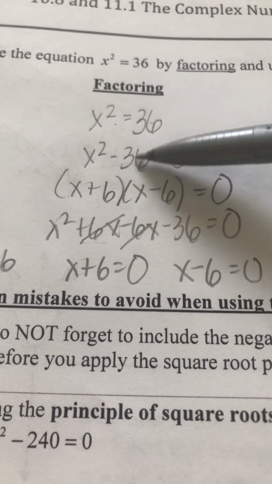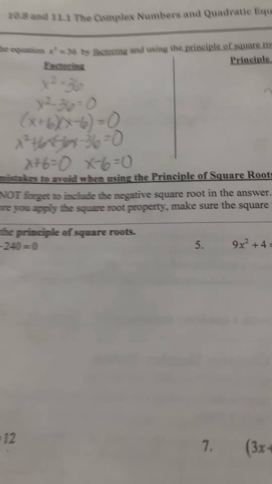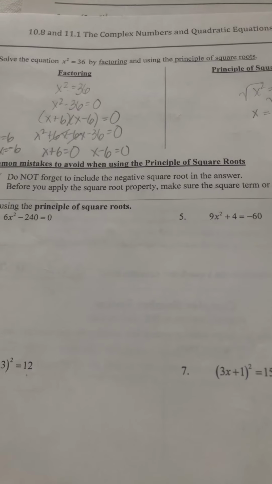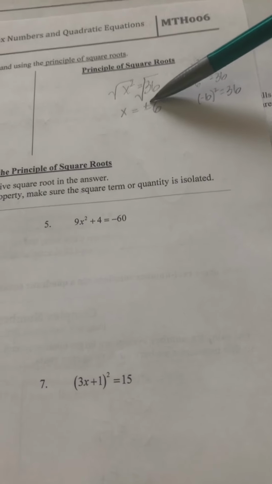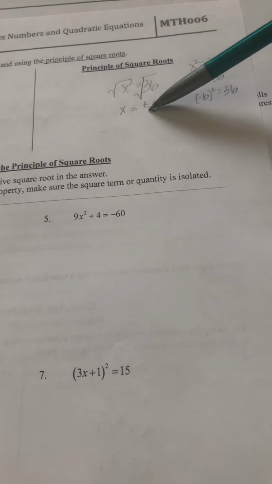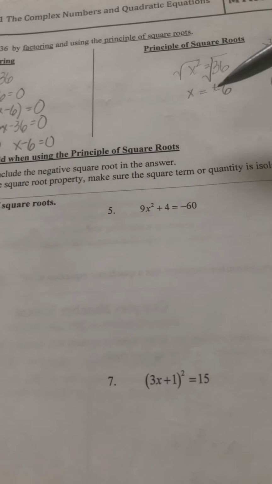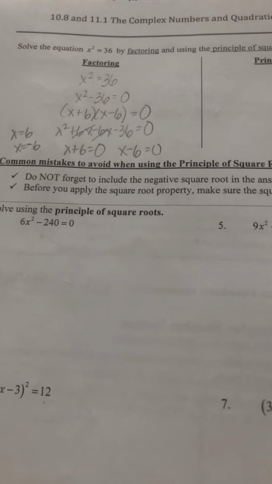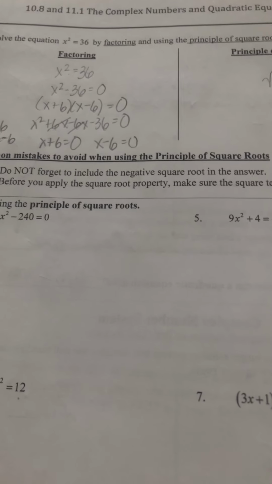And a lot of times I will encourage people to go back here and solve it this way, because then you always get the plus and the minus. But sometimes people will forget it here. So let's look at the reminders. Common mistakes to avoid. Do not forget to include the negative square root in the answer. That means you have to do plus or minus when you root both sides to solve, because without the plus or minus, you're missing half the solutions because it only means the positive one. Oh, and make sure when you're solving that you either isolate the squared term or the squared quantity.